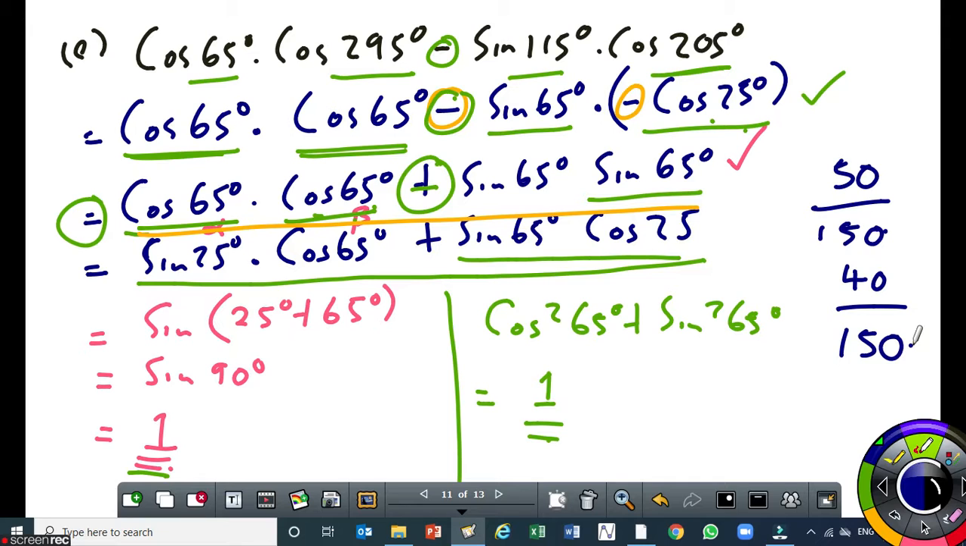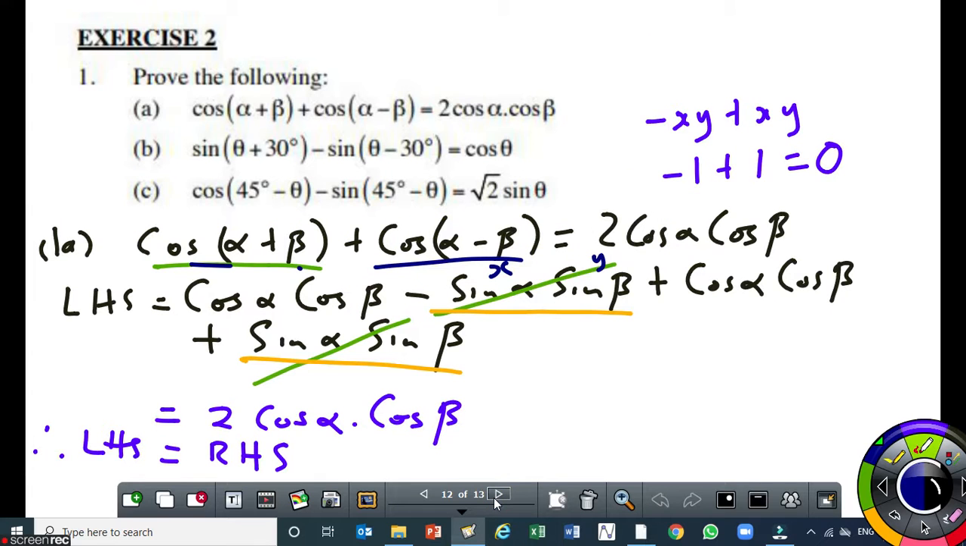Alright, so let me carry on. Exercise 2. Exercise 2 is a continuation of application of compound angle identity. Exercise 2 says prove the following. I chose the first one because it's a little bit easier, so we can start with an easy question.